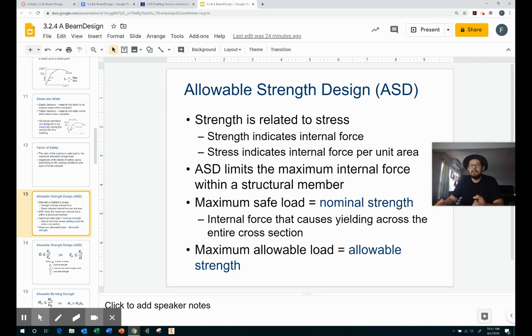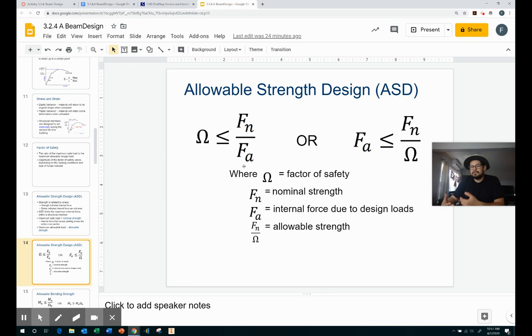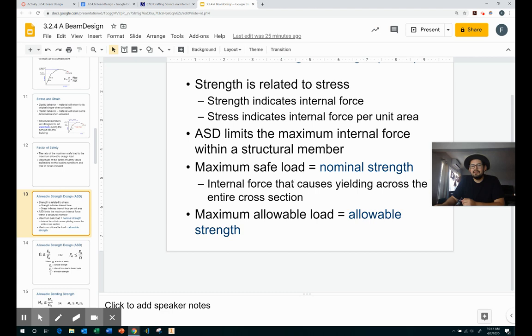in structural engineering. You could read this yourself, but the two things I want to make sure to bring up is the fact that when I say something like maximum safe load, I'm going to say nominal strength. And then when I say maximum allowable load, I might say allowable strength. Okay, so nominal strength, allowable strength, we're going to get into that. So let's look at our formula that deals with those, right? What's the difference between nominal strength and allowable strength? Nominal strength is the maximum safe load that the object can take on.